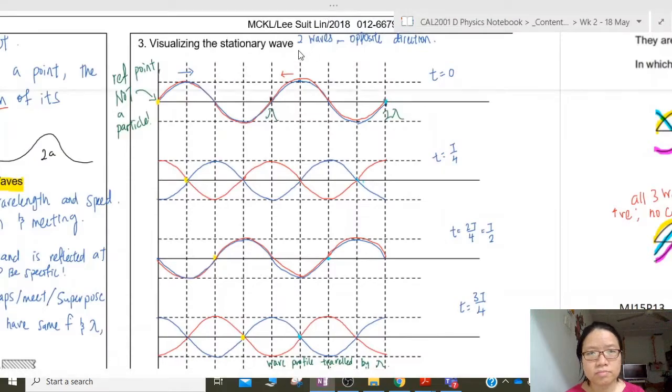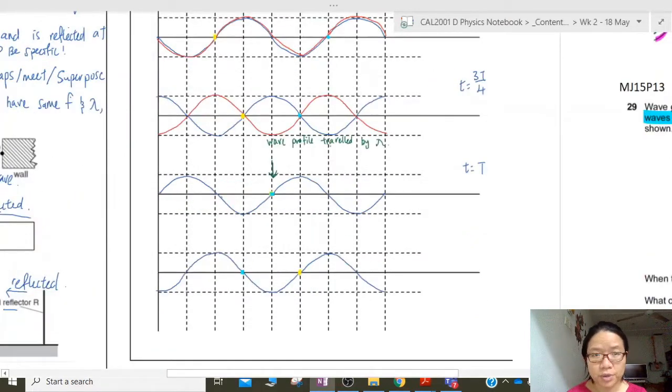Okay, there we go. So now we're going to draw the resultant wave after we're done.